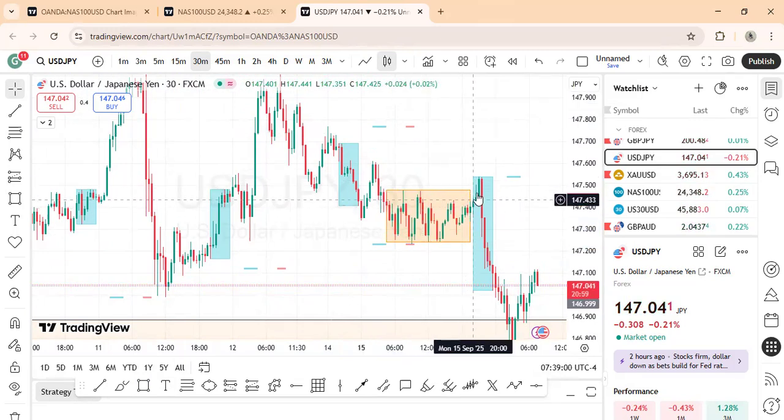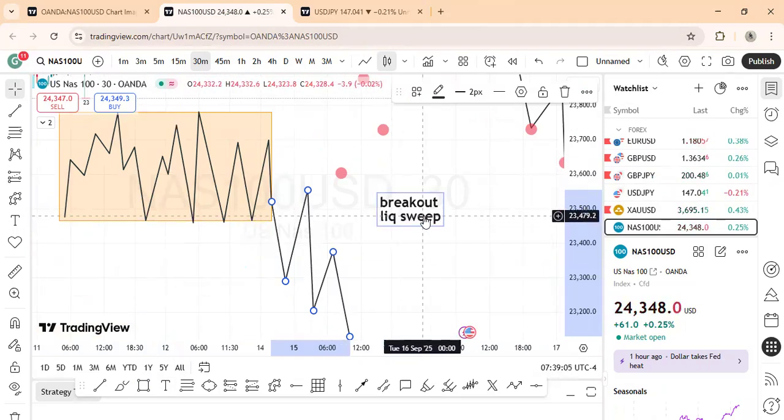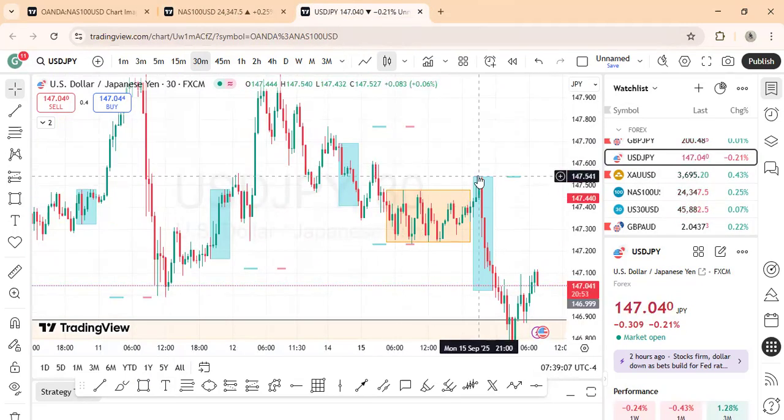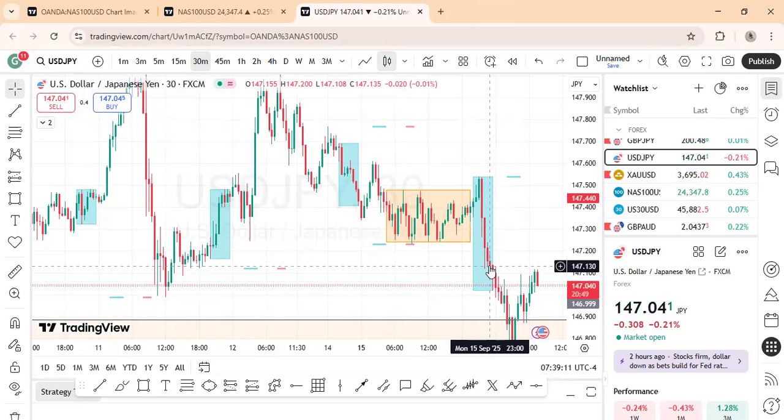What happened here? The market took liquidity. And what happened? To the downside. Because what I told you guys, liquidity sweep. You can see the market just took liquidity and it came back immediately. So that was what we refer to as a liquidity sweep. So those are the two ways you trade a range.